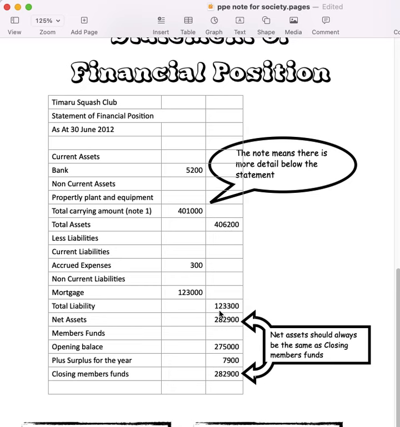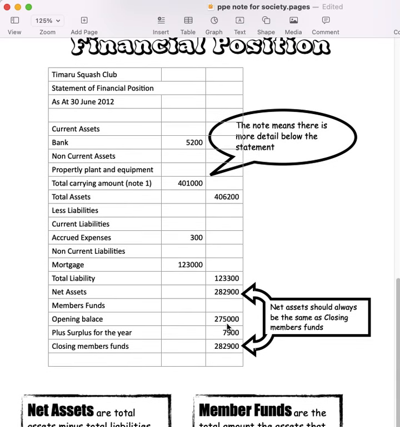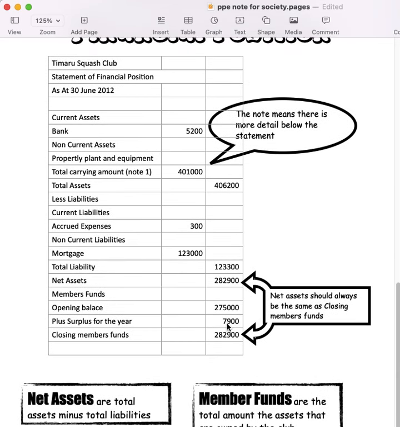All right, so we have our total liabilities, our total assets, and then we're going to find this thing called net assets. Net assets is the total assets minus the total liabilities, which gives us this figure here of 282,900. Then we're going to work out what the members' funds are. We start with the opening balance from last year. We add in the surplus for the year. If they made a deficit, we would be taking it away. And then the closing members' funds.